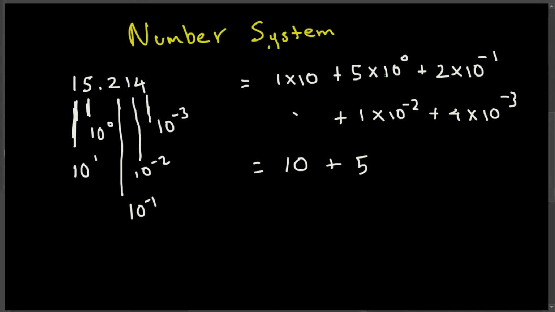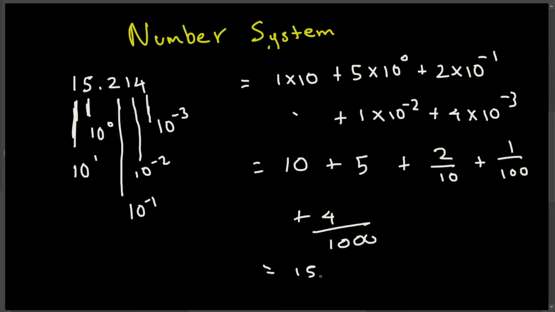This is 5, because 10 to the power of 0 is 1, so this is 5. And 2 times 10 to the power of -1, that is 2 over 10. And then 1 times 10 to the power of -2 is 1 over 100. And then plus 4 times 10 to the power of -3 is 4 over 1000. And if you plug this value in a calculator and calculate this one, you're going to get 15.214 back. Okay, that's basically the human way of reading numbers.